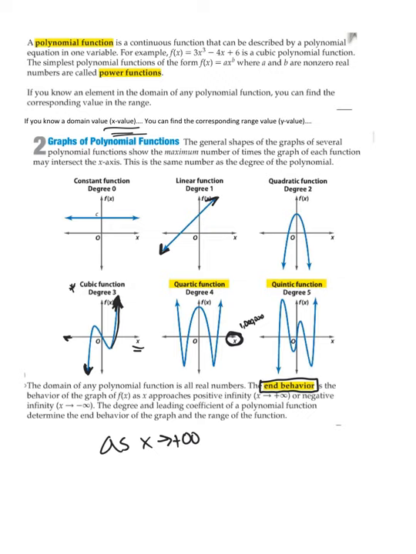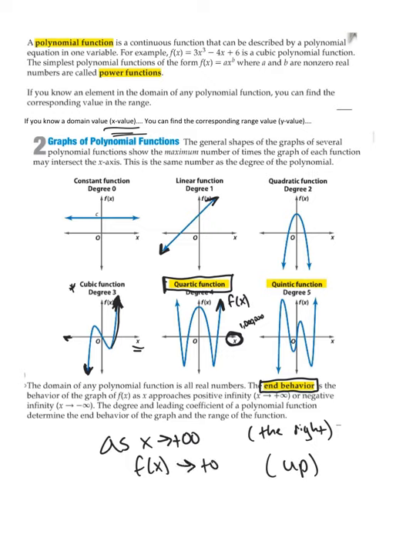So as x goes to the right, as x goes to positive infinity, that's the right side of the graph. If we're talking about this quartic function that we've been focusing on, what is the blue line doing? The blue line is the f of x. That's the function. Where is it going? It is going up, which is to positive infinity in this case.